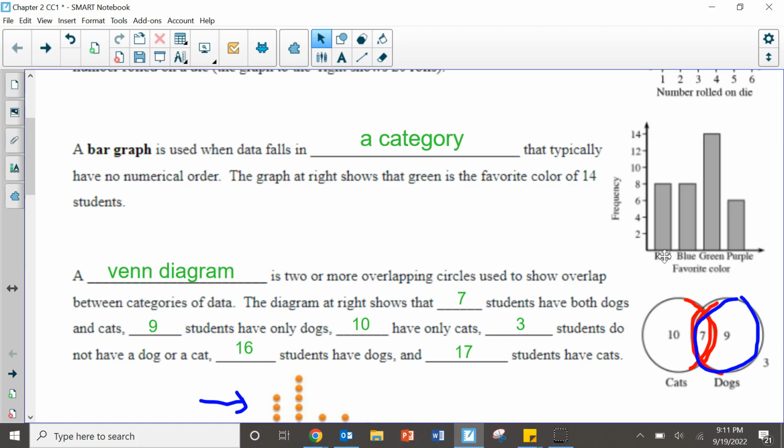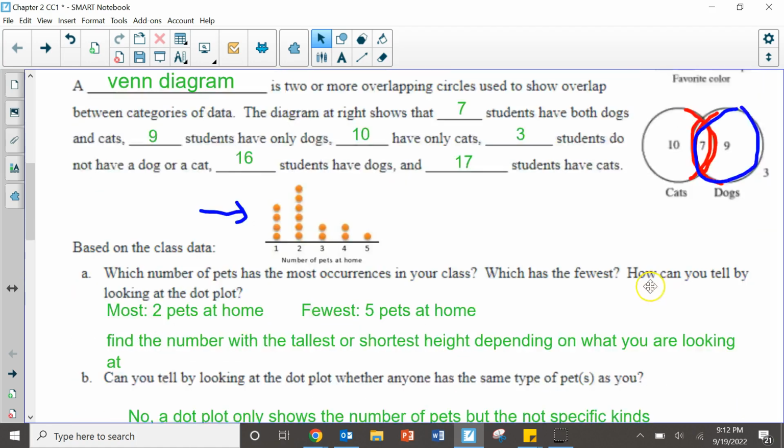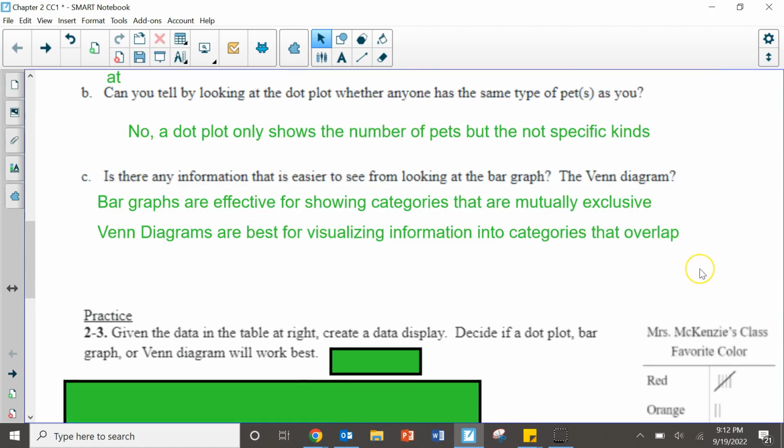Now, pretend in this world you can't have 2 favorite colors, okay? So mutually exclusive means if my favorite color is red, I can't say that blue is my favorite color, okay? 2 things can't be happening at once. So a bar graph is really good for showing things that only fit in one category.